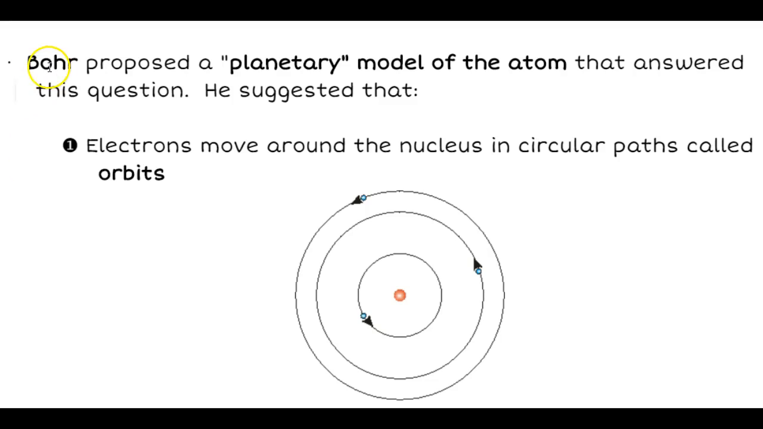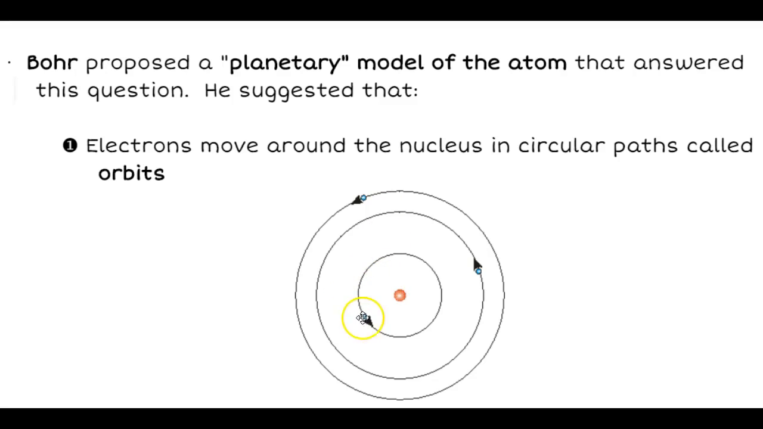And so the next scientist that came along, Niels Bohr, proposed the planetary or solar system model of the atom, and that sort of provided an explanation about what was going on with the electrons. And so he had a few ideas, and before we get into drawing the Bohr-Rutherford diagrams, I just want to go through what those different ideas were.